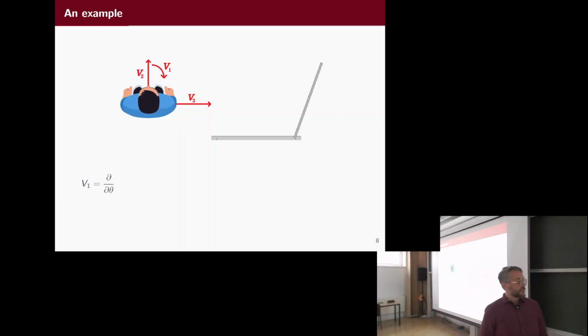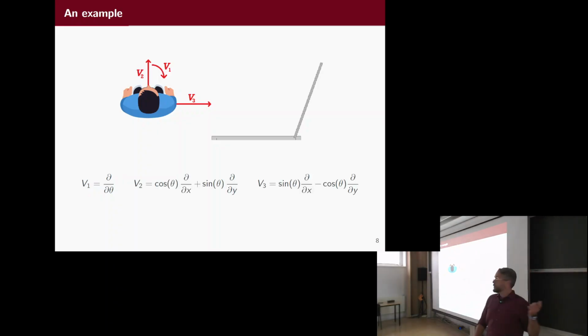So if I describe these actual vector fields, what I get is, I can change my angle, I can walk in the direction I'm facing, or I can walk orthogonal to the direction I'm facing. That's what these vector fields describe. And so any motion I can make is some combination of these three vectors. Okay?